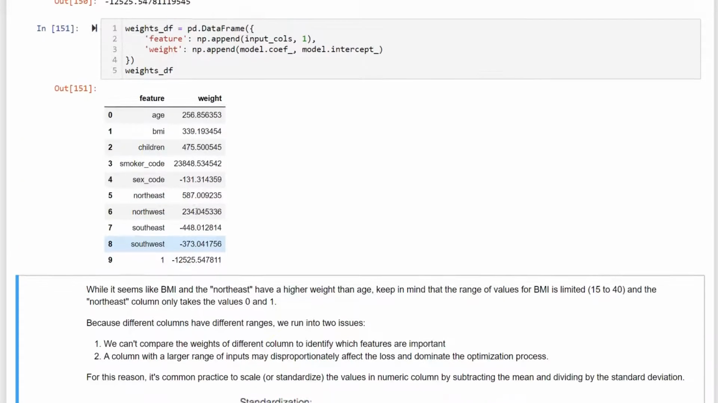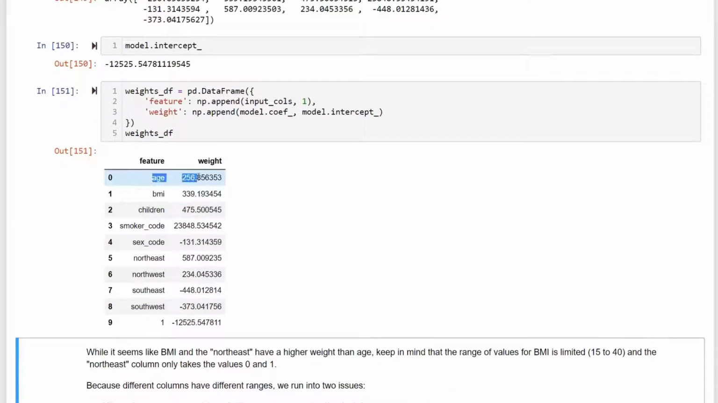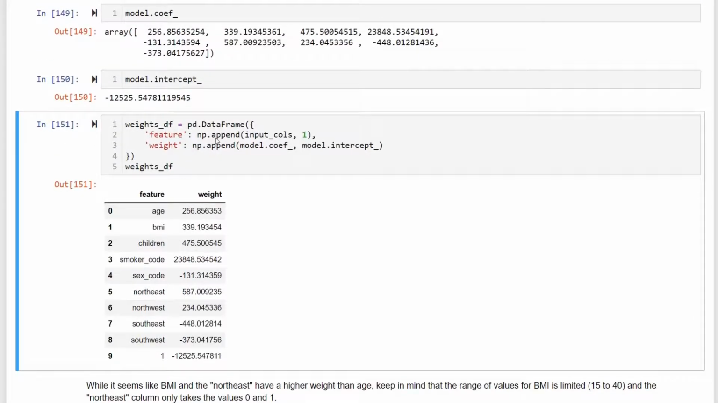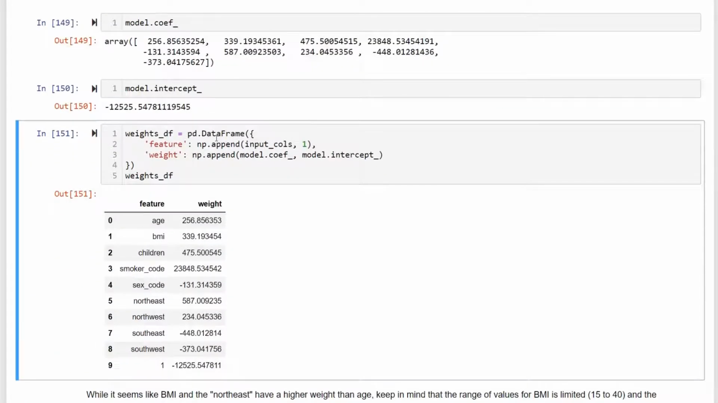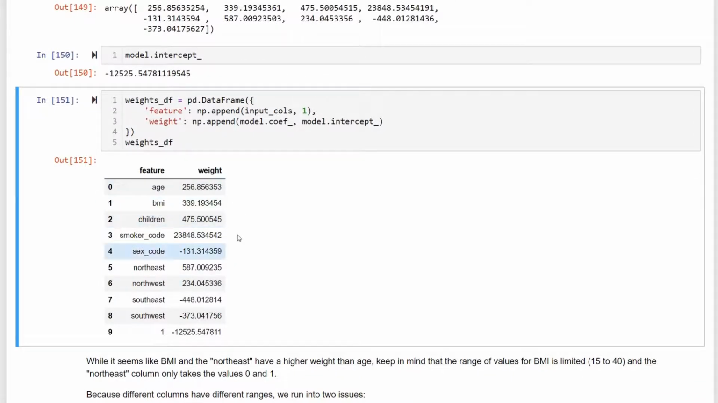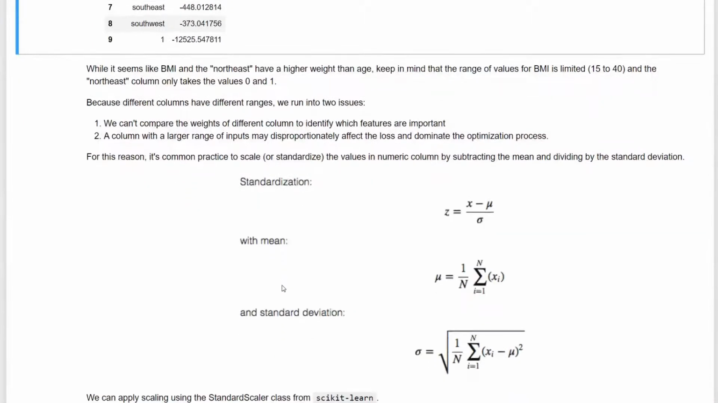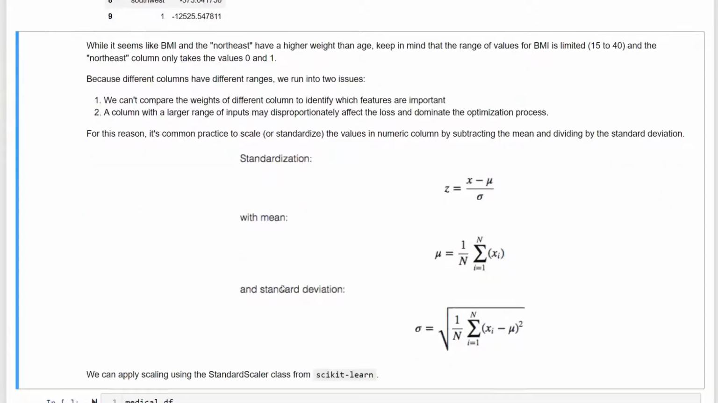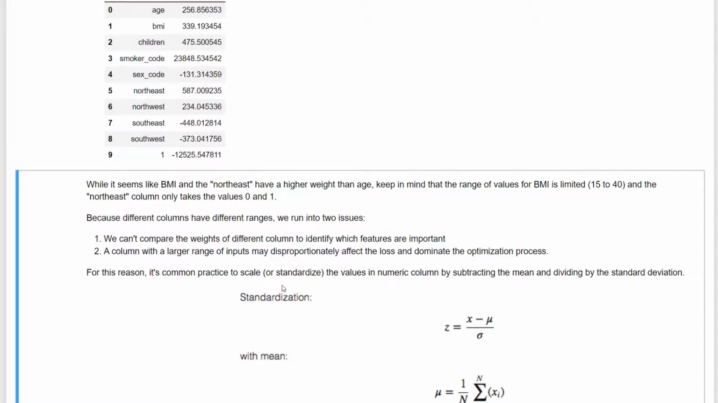Let's see the weights. The feature age has a weight of 256, BMI has 339, and the smoker has the large weight of 23,848. It will calculate based on these features and weights. In feature scaling, we are going to concentrate on the highest weighted features in our model. It seems BMI and northeast have a higher weight than age, but keep in mind that the range of values of BMI is limited to 15 to 40, and the northeast column only takes the values 0 and 1.